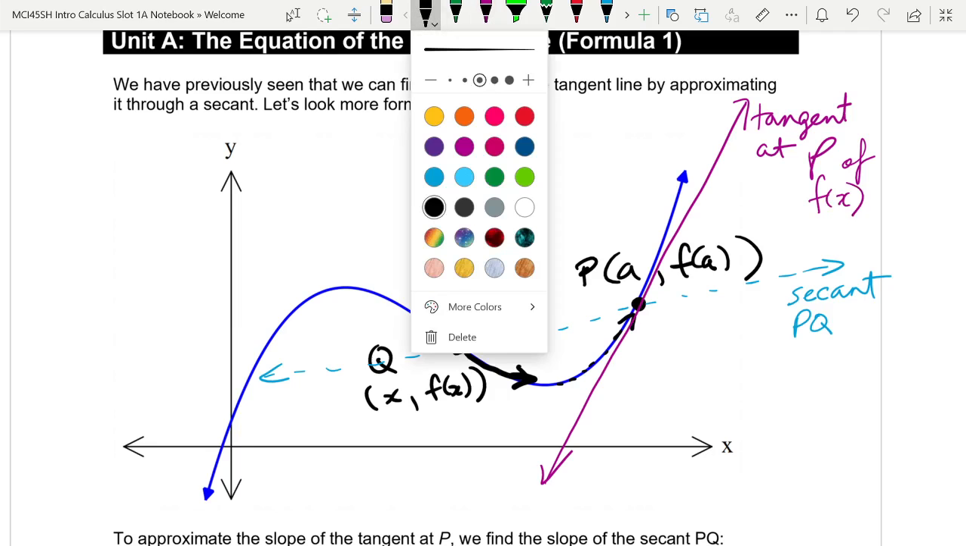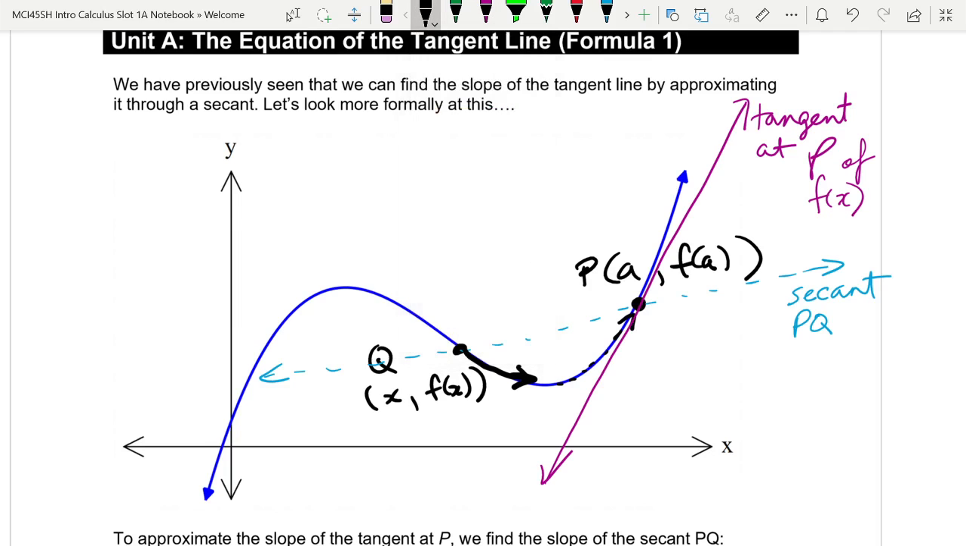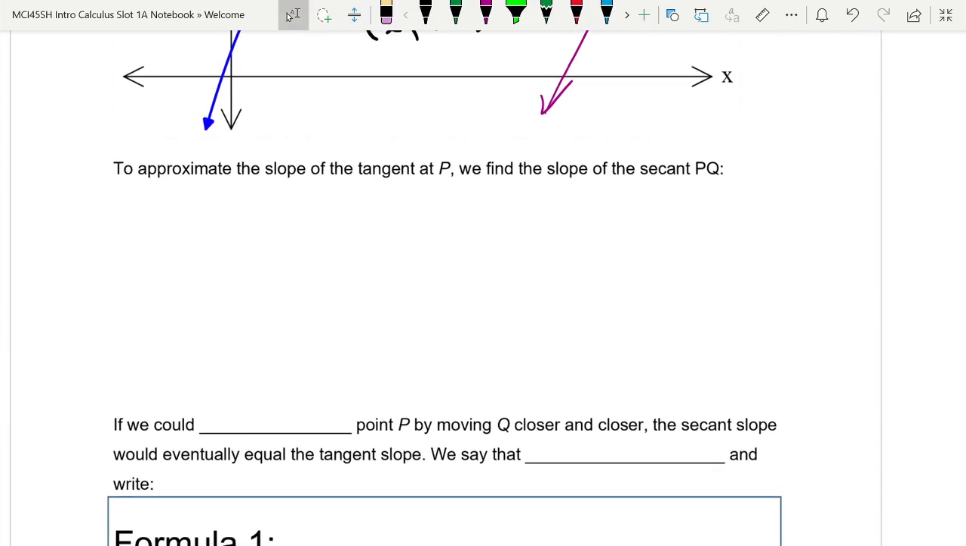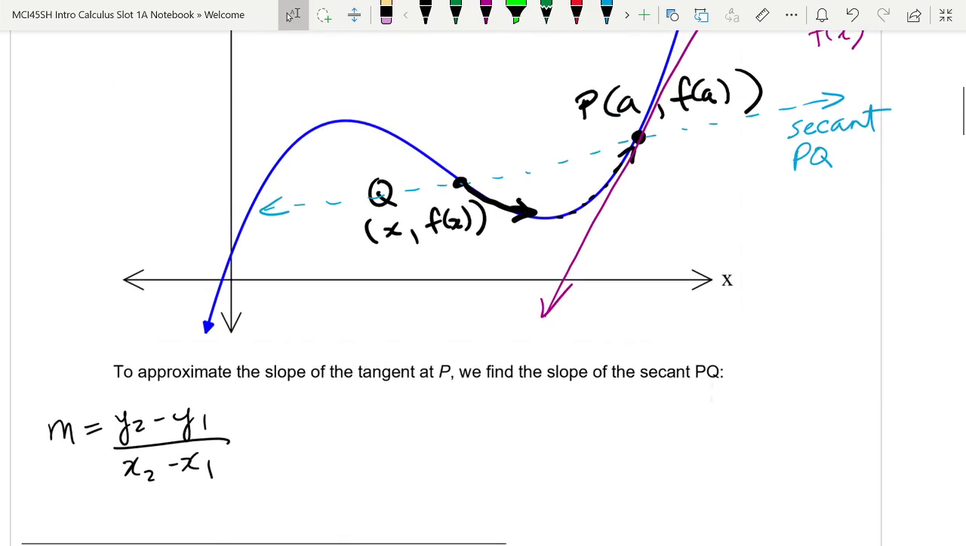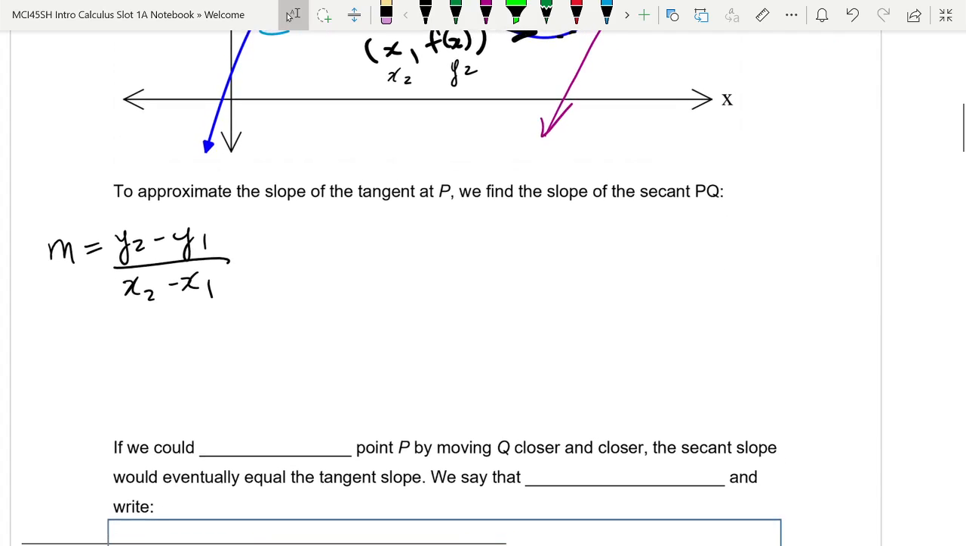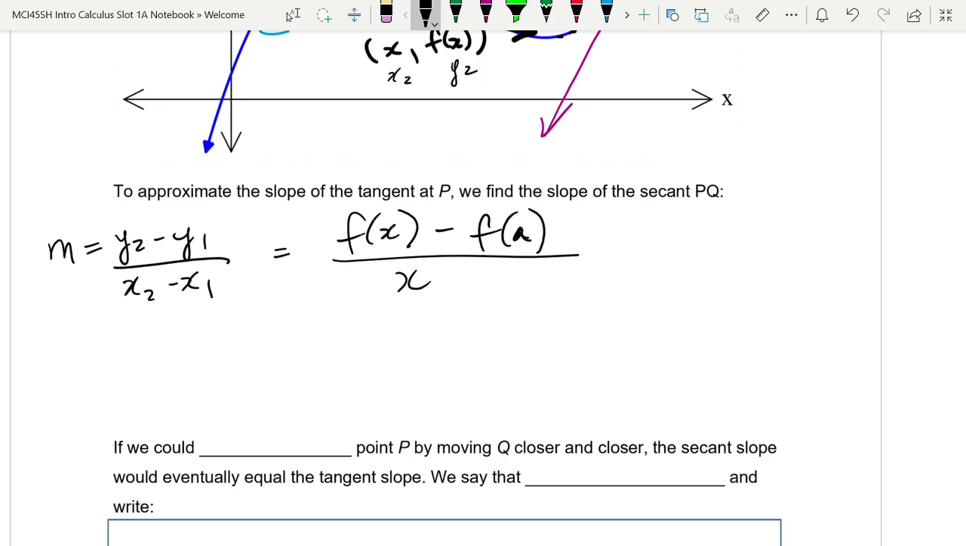Note-wise, to approximate the slope at tangent P, we need to actually use the slope formula. So the slope formula is, of course, y2 minus y1 over x2 minus x1. And our coordinates are, of course, right here, right? We can call this one y2 and x2, and we can call this one x1 and y1. It doesn't really matter what order you do them in. So that's going to give us a slope of f of x minus f of a, that's an a, all over x minus a, right?